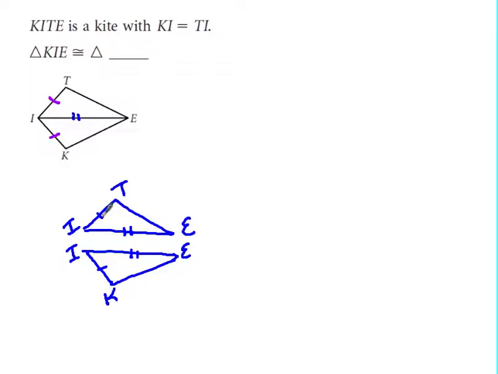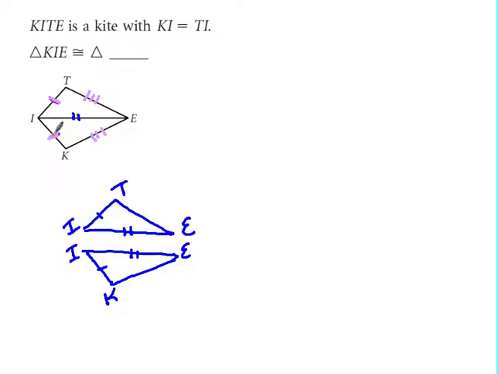How do I know that TE and KE are the same? You're right. These two are the same, but how do I know that? What do you know about a kite? Has four sides. What else about a kite? Has two pairs of two congruent sides. I've got one pair right here with the IT and the KI. So the other pair obviously has to be the TE and the KE. Okay, so these are congruent.